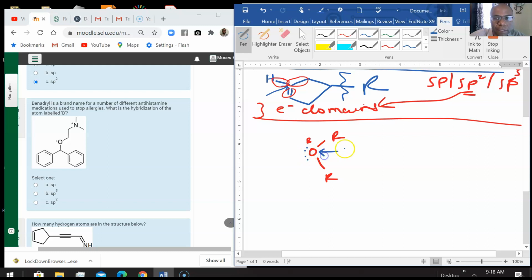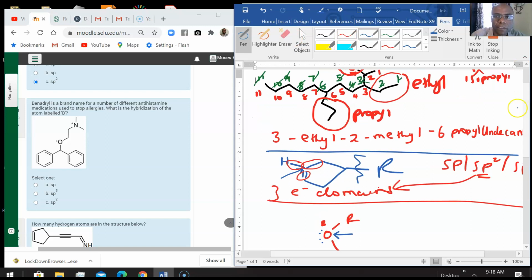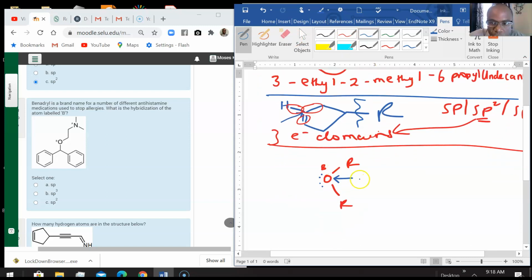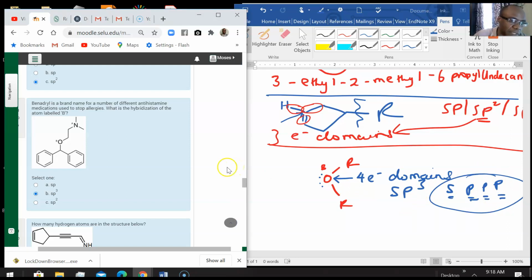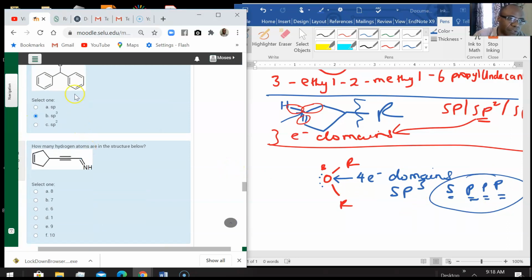So on the oxygen, I have not 3, I have 4 electron domains. If I have 4 electron domains and I'm looking for hybridization, it has to be sp3, because sp3 has one s and three p's. Those are 4 electron domains in the hybridization. So it's sp3 for the oxygen, not sp. Most students say sp, just counting the 2 bonds. You have to show the 2 lone pairs of electrons.